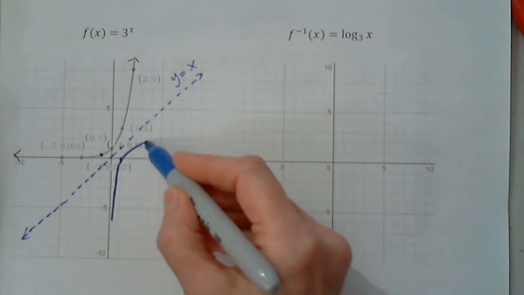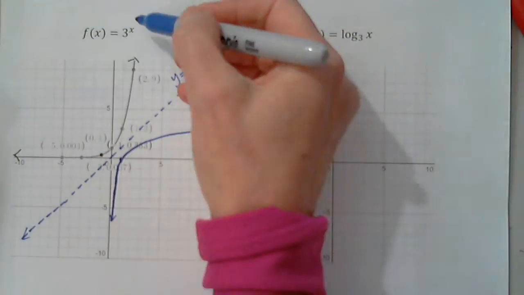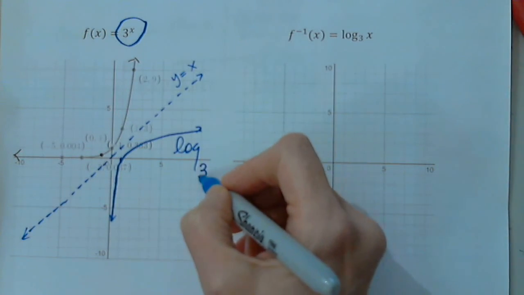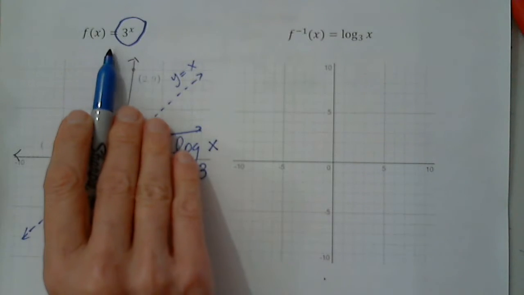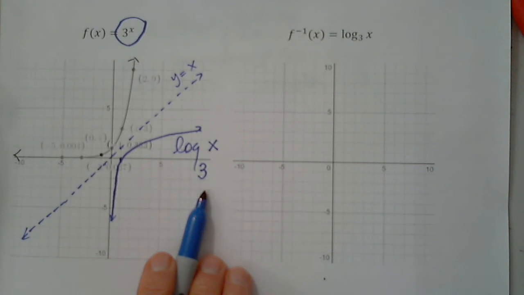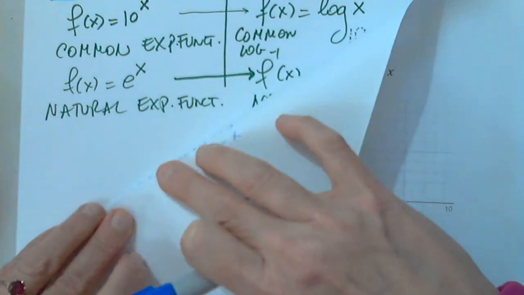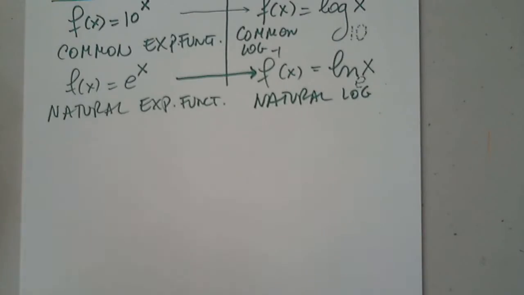Yes, we'll reverse all the points, but I don't want to spend too much time on this because we already did it. So if this is 3 to the x, this is log base 3 of x. Increasing, because the base is greater than 1, which is 3 in this case. And they are again a mirror image. If you fold with respect to y equals x, they have to overlap. Good. I just wanted to show that. I'm going to put this in with your notes.